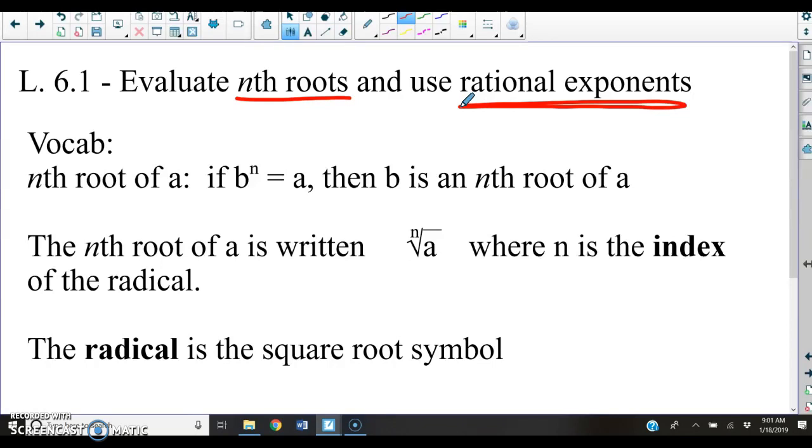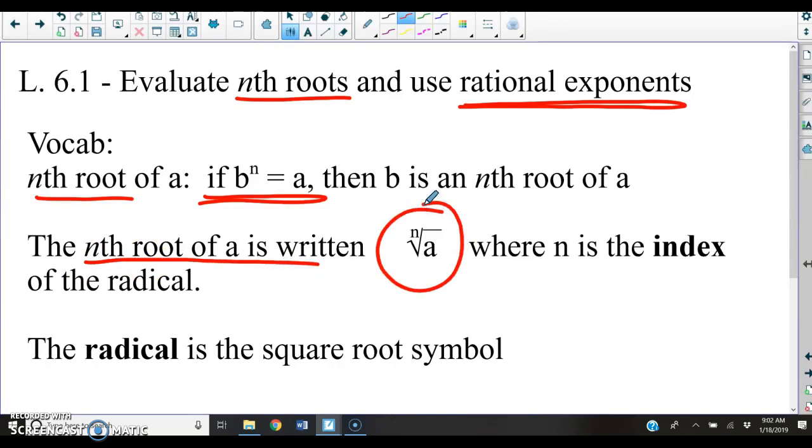Okay, vocab, the nth root. The nth root of a number is: if b to the n equals a, then b is an nth root of a. I think it's a is an nth root of b. No, b is an nth root of a. That's right. Okay, the nth root of a is written with an index.